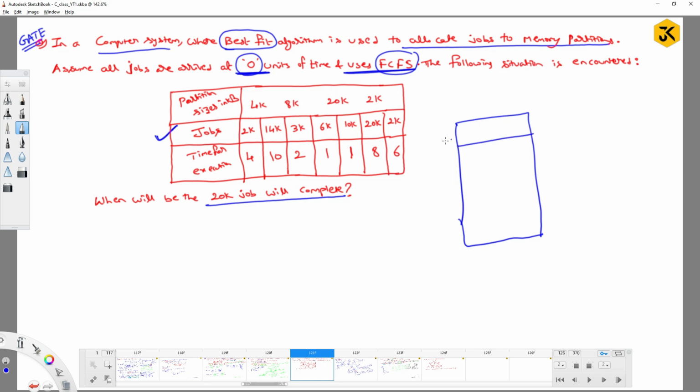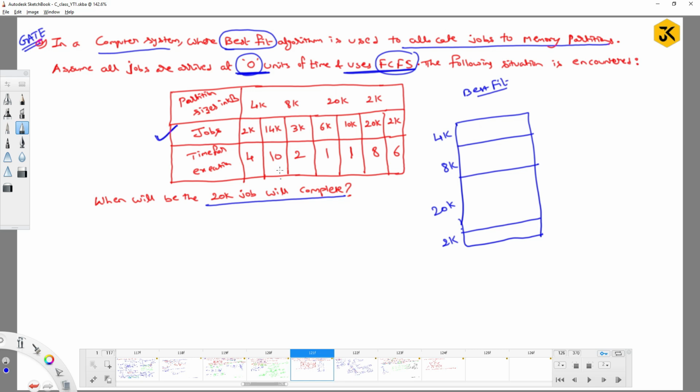4 KB is one partition, 8 KB is one partition, 20 KB is one partition, and 2 KB is one partition. Try to observe how we are going to check this. They are using specifically the best fit algorithm.